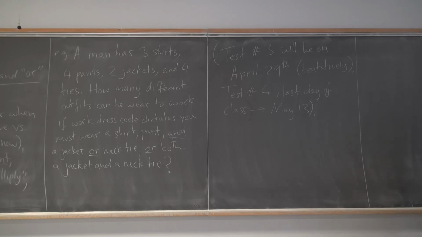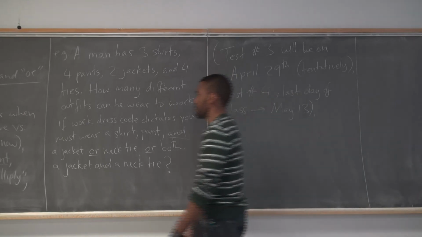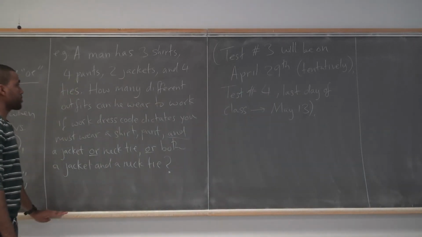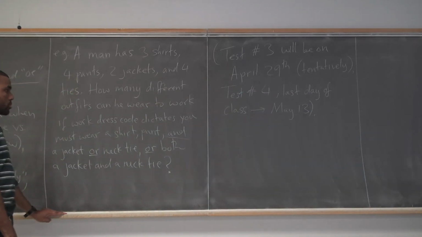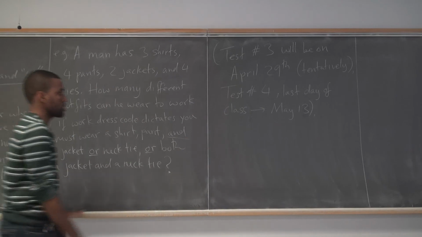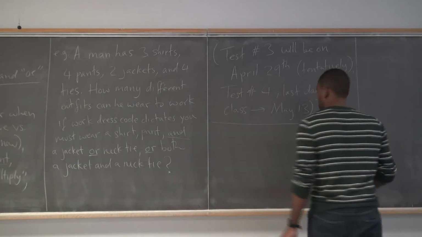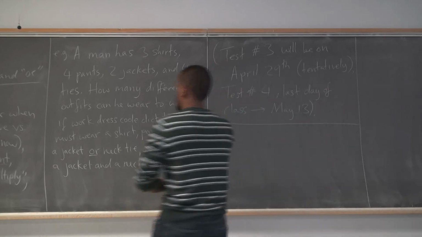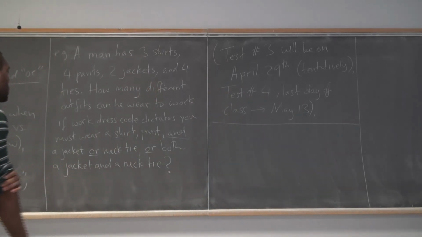All right, let's do this and get out of here. How do we do it? So for all of them, what you're going to need is shirt, pants, and then from there you have 3 different scenarios: a scenario with the jacket, a scenario with the necktie, and a scenario with the jacket and the necktie.